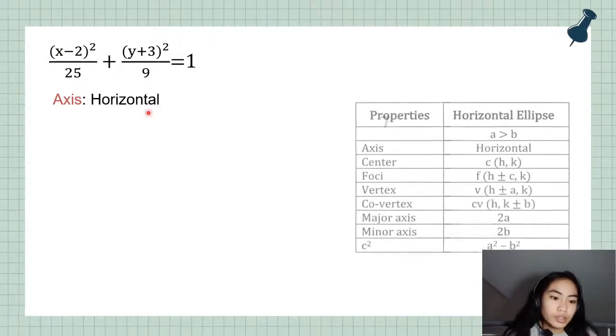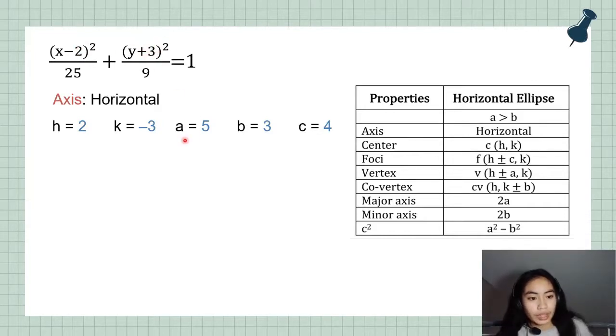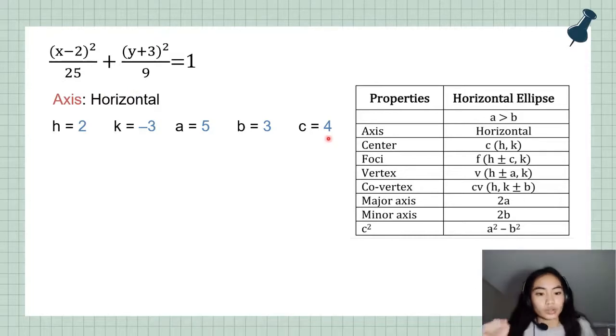And then we consider the values of H, K, A, B, and C. So we already know the H and K. It is here 2. And because this is positive 3, when you equate that to 0, it will be equal to negative 3. And then we get the A, the square root of 25 is 5. And for the B, we need to square root this out. So that will be 3. And for the C, we will just subtract 25 and 9, and that will be 16, and get the square root of it, which would be 4.